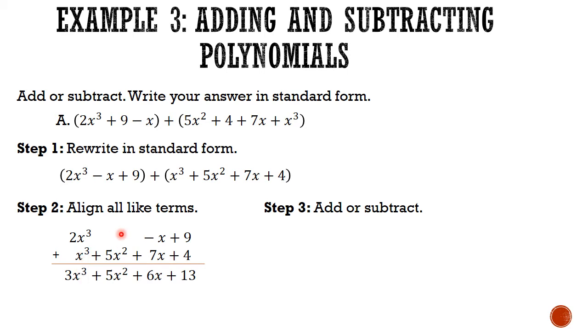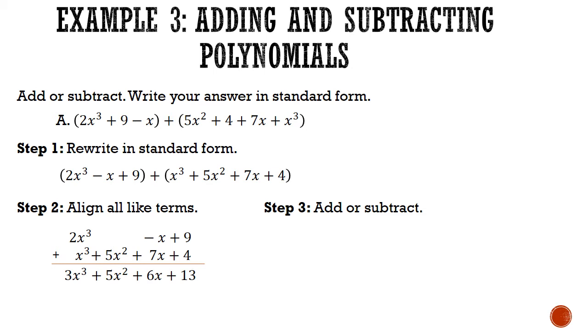Then I have 0 plus 5x squared is 5x squared. Negative x plus 7x is 6x. And 9 plus 4 is 13. Okay, so now we just added two polynomials. All right, the process is exactly the same for subtraction. It's just now you're subtracting.